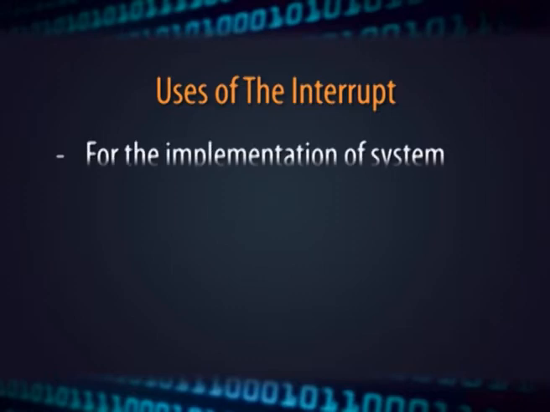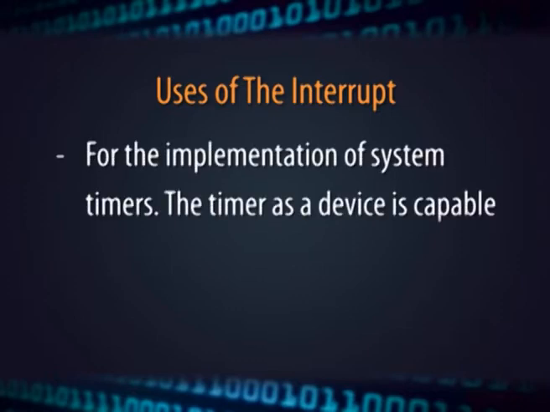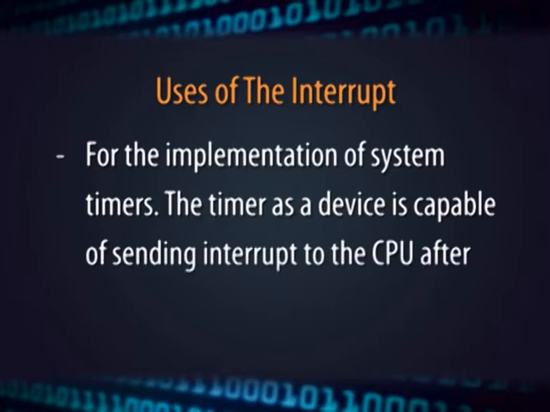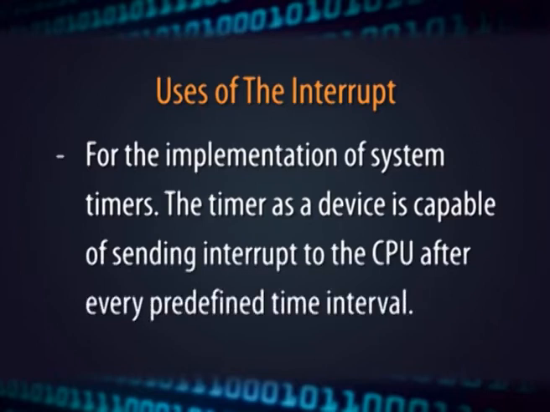Another use of interrupt is for implementation of system timers. The timer as a device is capable of sending interrupt to the CPU after every predefined time interval. The CPU can then perform timer related activities at regular intervals without polling the timer again and again. For example, if a timer is configured to send an interrupt signal every 2 seconds, the CPU after receiving the interrupt checks the status of all devices connected and updates their status on the monitor. During these 2 seconds, the CPU can perform other activities in the system.